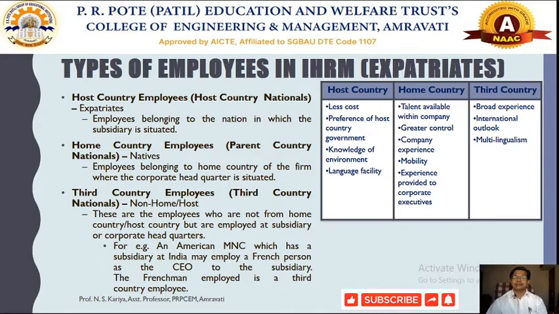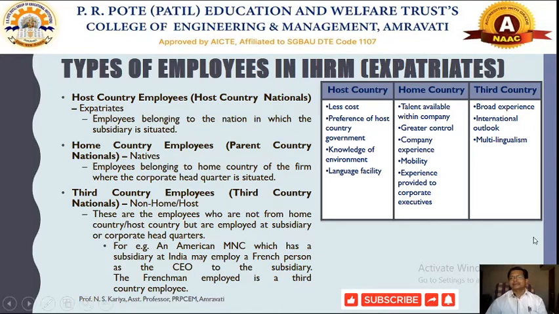Say for example, an American MNC which has a subsidiary in India may employ a French person as CEO of the subsidiary. The Frenchman employed is a third country employee. Suppose an MNC operating in India is an American company with its headquarters in America, and they employ a French employee as CEO of the Indian company. That person is called a third country employee or third country national for that particular company.